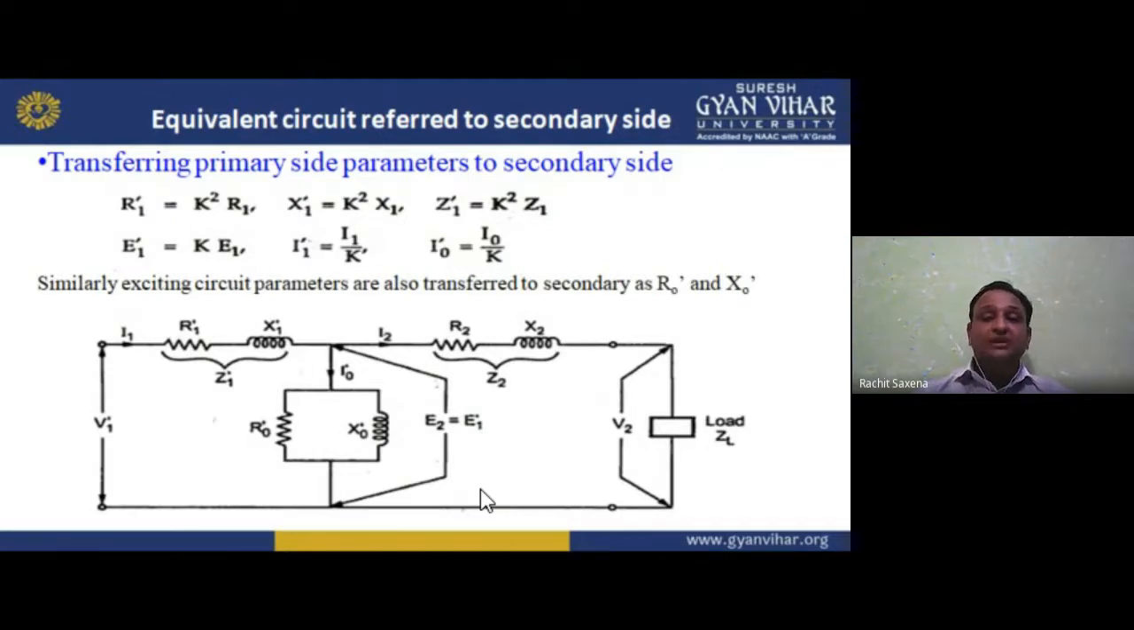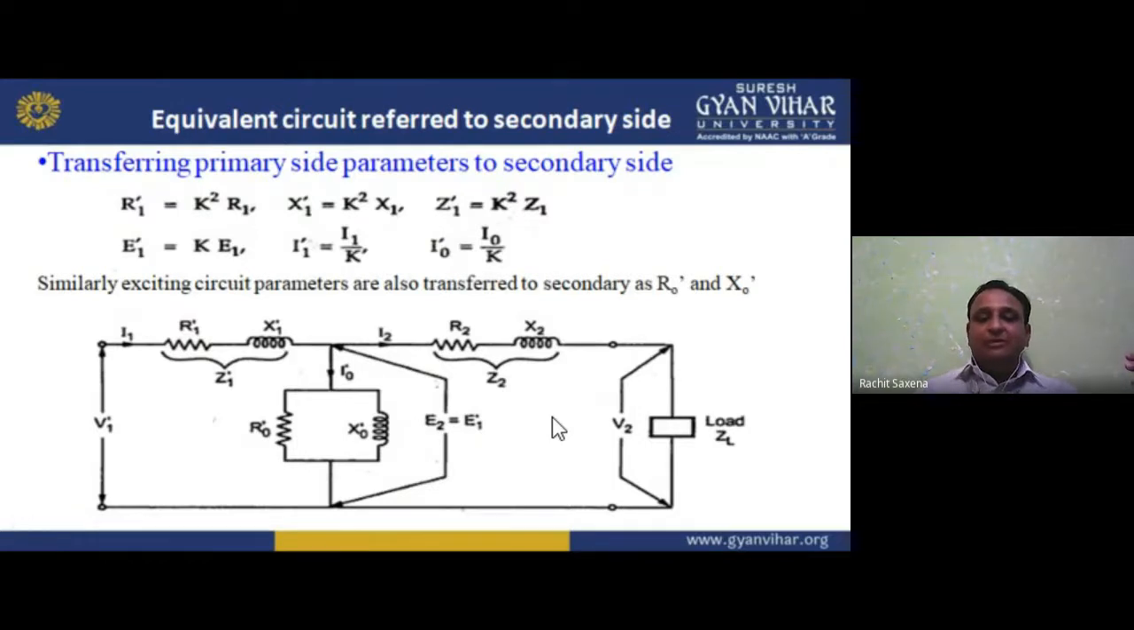I hope you understand. Now transferring primary side parameters to the secondary side, we can write R1 dash is equal to K square R1, X1 dash is equal to K square X1, Z1 dash is equal to K square Z1, E1 dash is equal to K E1, meaning transformation ratio. I1 dash is equal to I1 by K. I0 dash is equal to I0 by K. So we can represent it like this. Now see here.